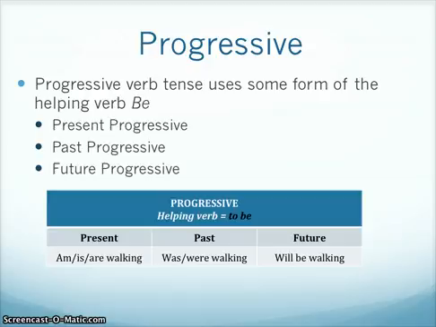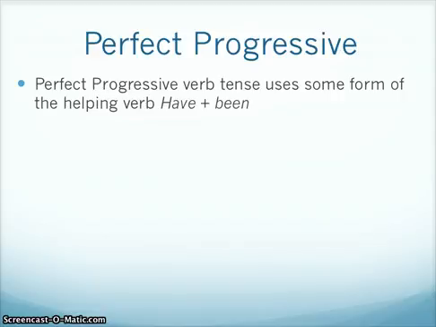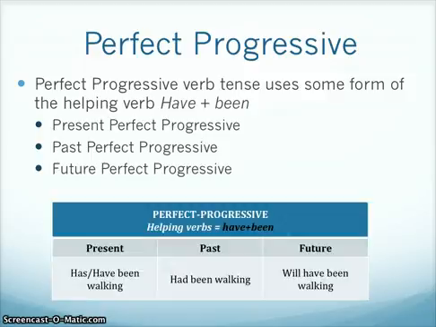Now if that isn't enough, we'll move on to the verb tense that's called perfect progressive. Okay, so perfect progressive verb tense is going to use some form of the helping verb have. That's what's going to make it perfect. And then it's going to use the form been of the verb to be, and that's going to make it progressive. And so again, we will have present perfect progressive, past perfect progressive, and future perfect progressive. And our chart would look something like this.